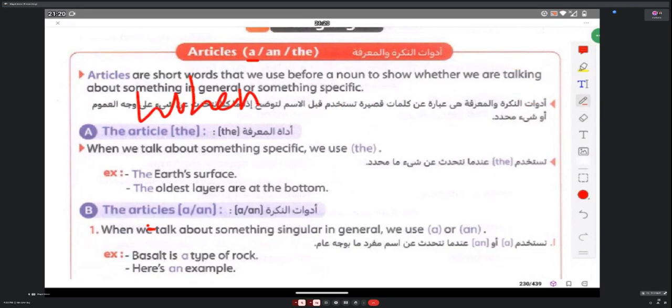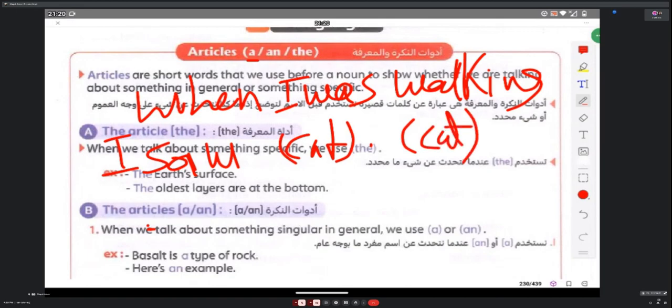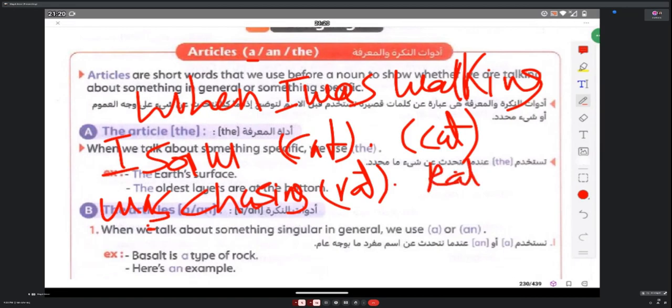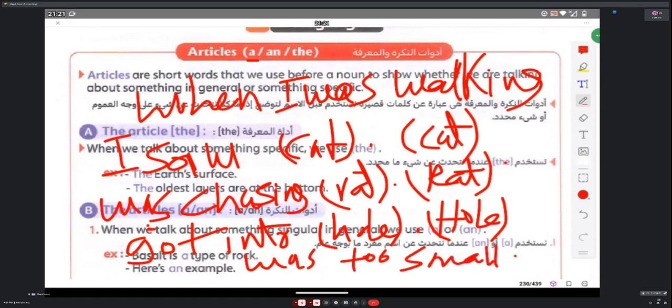When I was walking in the street, I saw a cat. The cat was chasing a rat. The rat got into a hole. The hole was too small. Now let's talk about this.